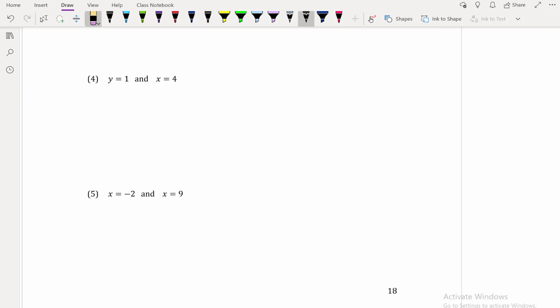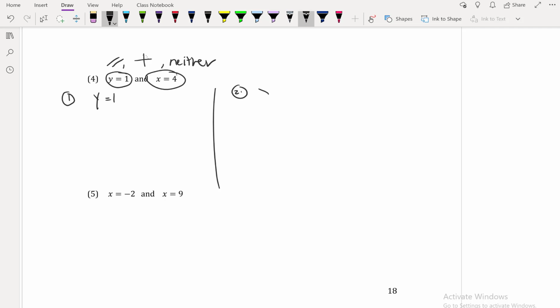So for number 4, remember our question is whether or not these lines are parallel, perpendicular, or neither. So that's what we're trying to figure out. So we have our two equations. We have y is equal to 1, and our second equation is x is equal to 4. Well, remember that this is a horizontal line, which tells me that the slope is going to be 0.